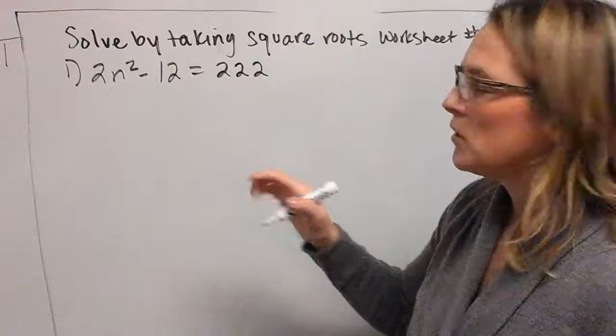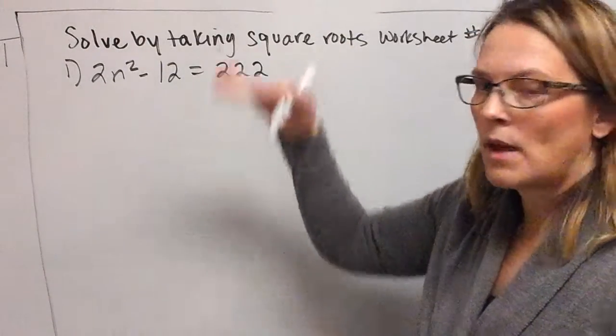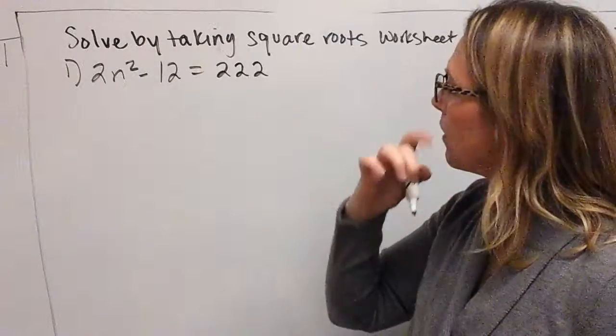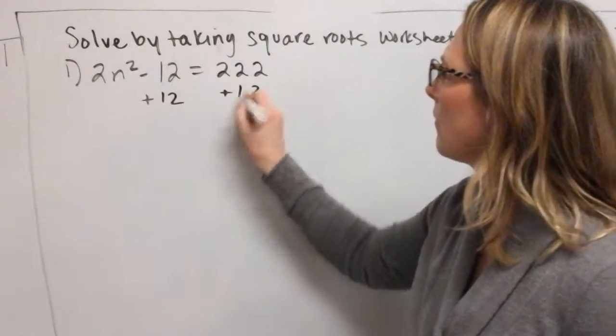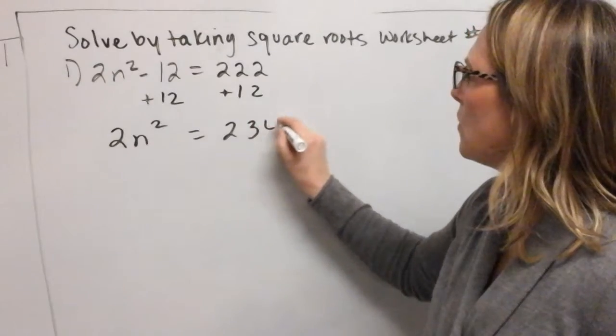So the first thing I'm going to do is use the inverse operations, and I'm going to add 12 to both sides. If I have PEMDAS, adding and subtracting is the last step in the order of operations. So I'm going to add 12 to both sides, and I get 2n squared equals 234.